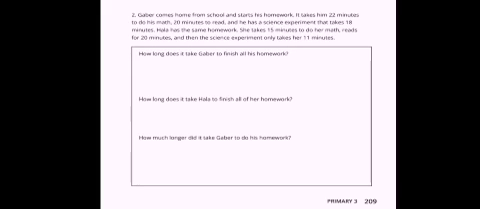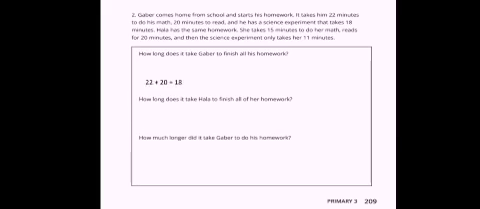Number 2. Gaber comes home from school and starts his homework. It takes him 22 minutes to do his math, 20 minutes to read, and he has a science experiment that takes 18 minutes. Hala has the same homework. She takes 15 minutes to do her math, reads for 20 minutes, and then the science experiment only takes her 12 minutes. Okay, how long does it take Gaber to finish all his homework?